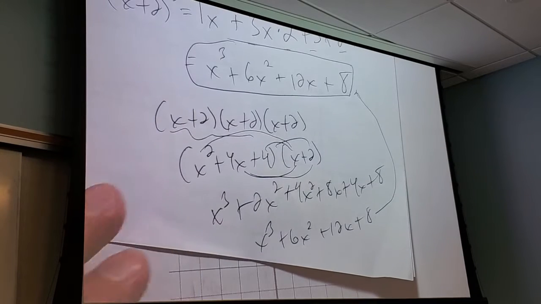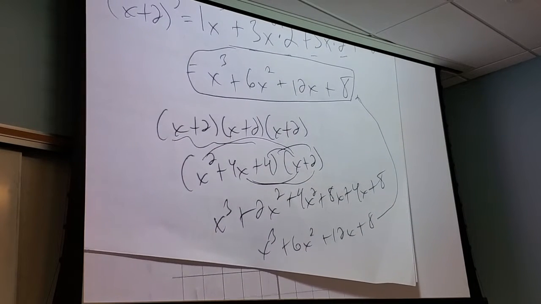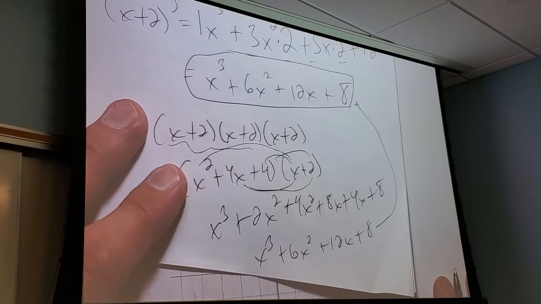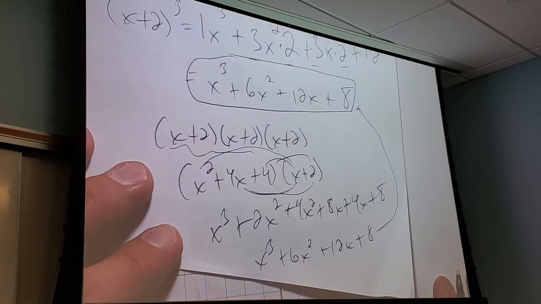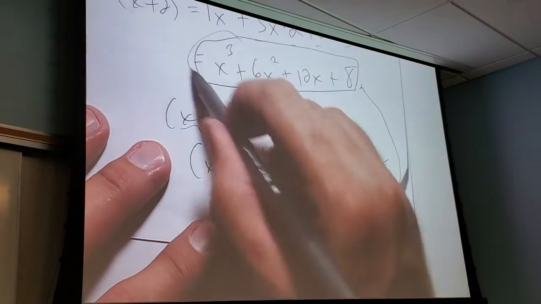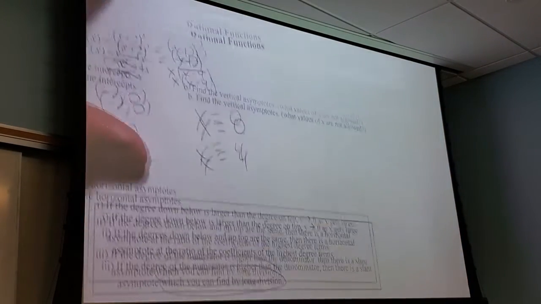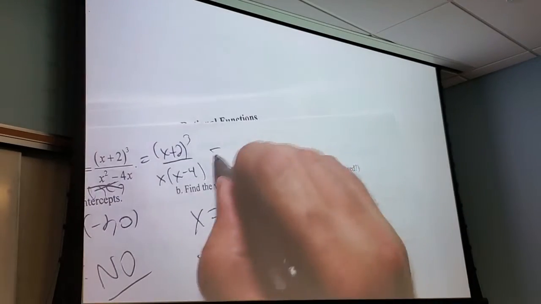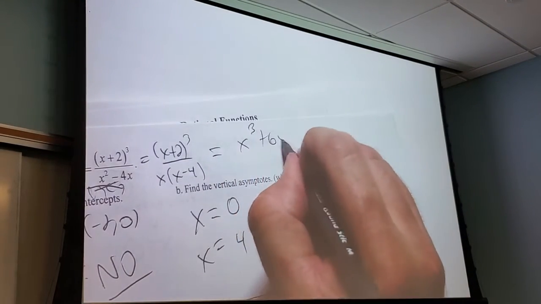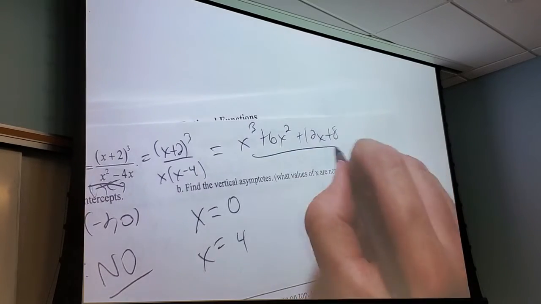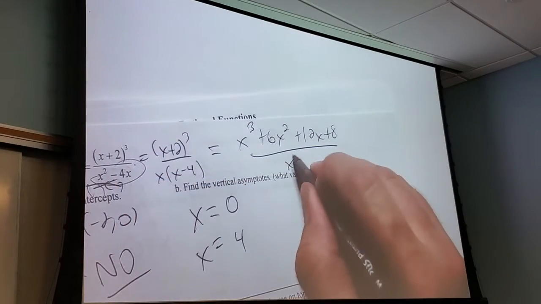Okay, so our little Pascal's triangle is a cool little shortcut. You obviously don't have to use it, but hopefully somebody out there likes it. Anyway, either way you do it, you get this. Is that cool? So coming back to the problem, I know that this is x cubed plus 6x squared plus 12x plus 8 over x squared minus 4x.